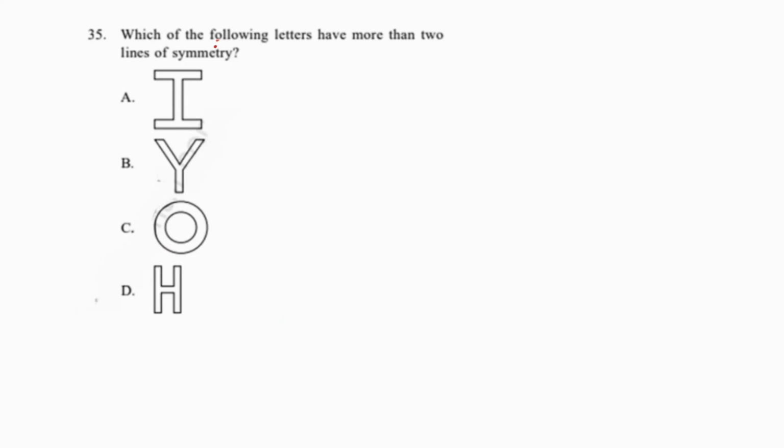Moving on to the next question, which of the following letters have more than two lines of symmetry? The only alphabet that has more than two lines of symmetry is alphabet O because it has infinite lines of symmetry. Hence, that's the answer.